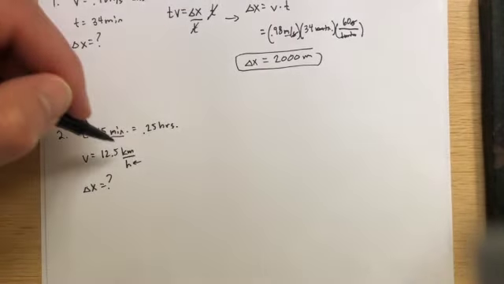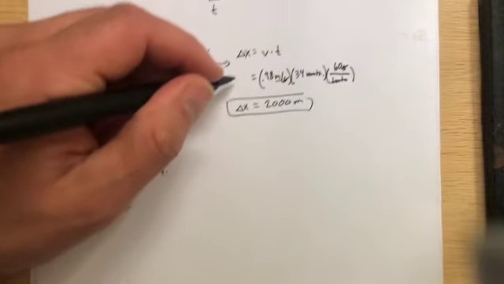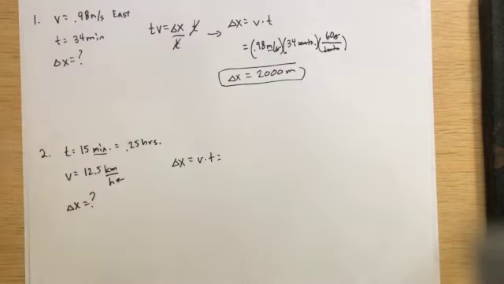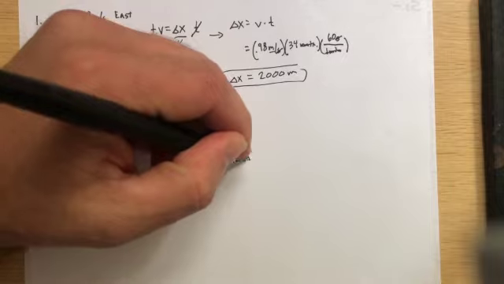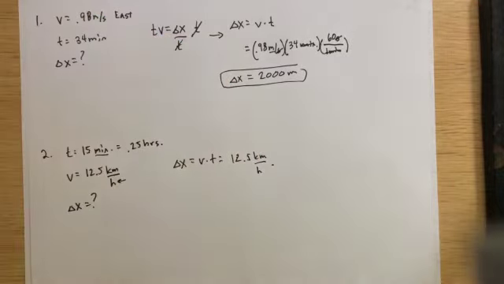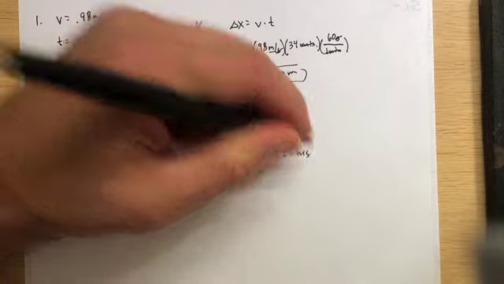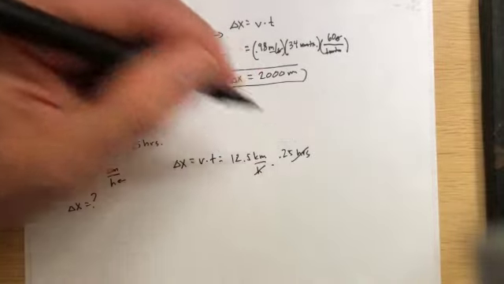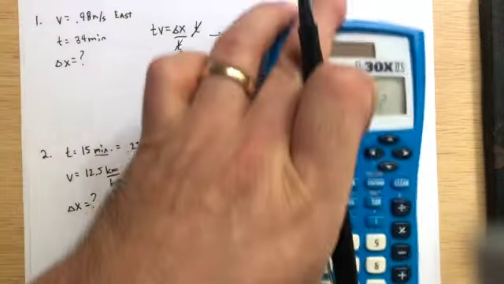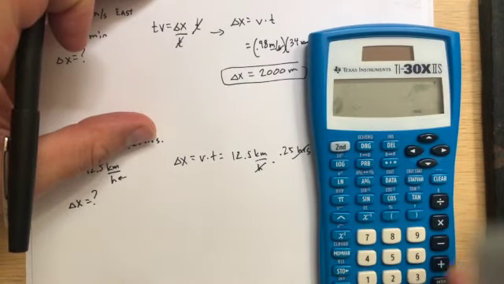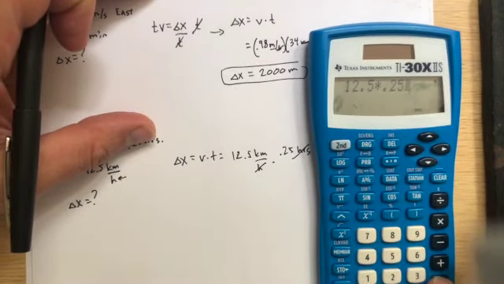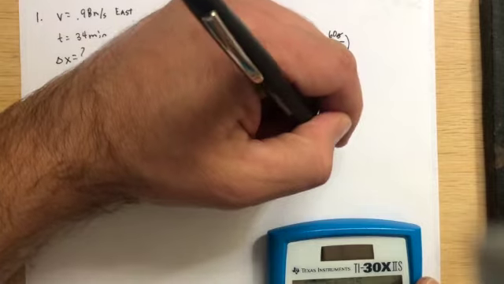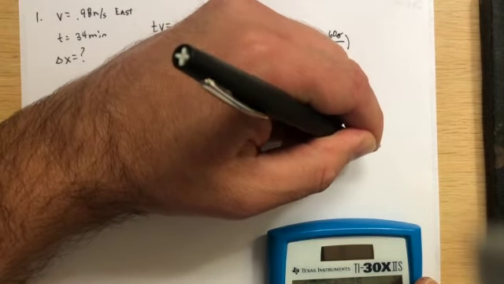Okay, same equation as before. Delta x equals v times t. That's going to be 12.5 kilometers per hour times 0.25 hours. Notice the h and h, one's on top, one's on the bottom, so they cancel out. Then let's get out the trusty calculator: 12.5 times 0.25 equals 3.125 kilometers. I'm just going to round that to 3.13 kilometers.